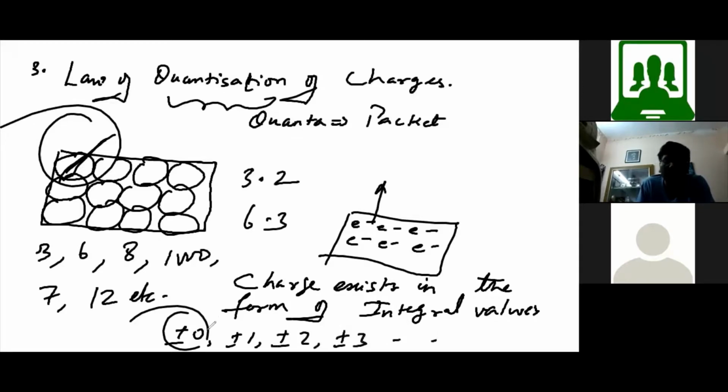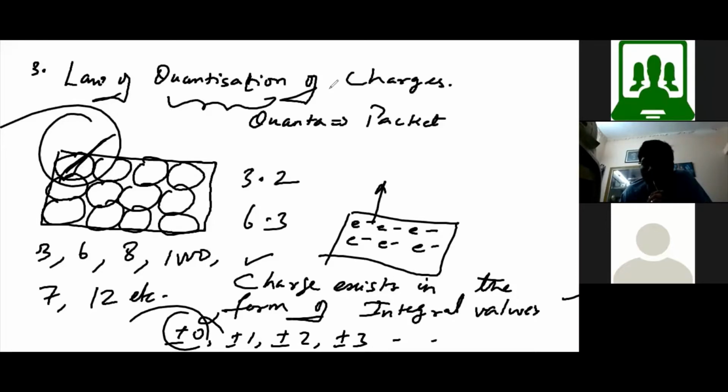We don't consider 0 here, okay? Because 0 means no charge. That's why plus minus 1, plus minus 2, and so on, right? So charge can exist in the form of integral values. It's very important. Understood the law? Now, if you want to write, just write this line only: charge exists in the form of integral values, and then I will dictate you the formula.